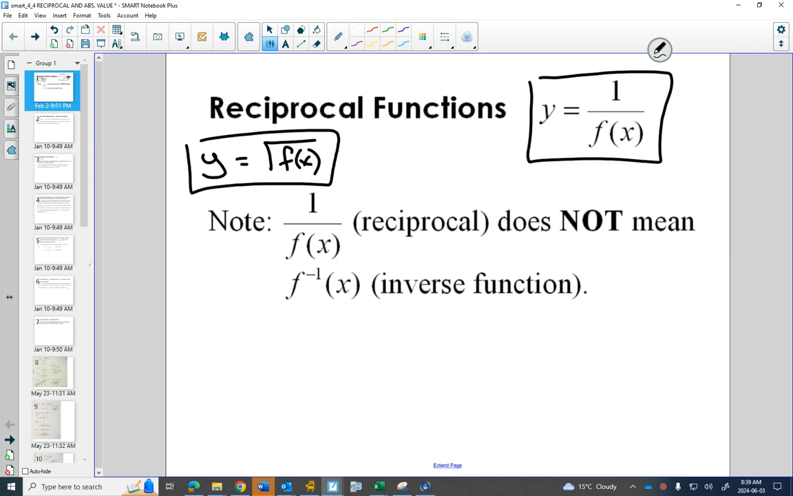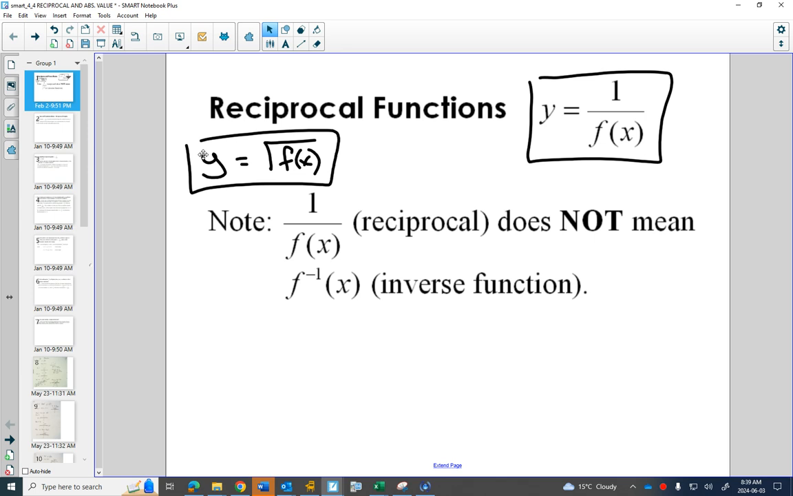Now, one of our parent graphs that we did at the beginning was 1 over x. But now, we can do 1 over sine x, 1 over log x, 1 over any function. So what does that mean? Okay, first of all, 1 over f of x is not the same as f inverse of x, the inverse function where you switch the x and y and solve. 1 over f of x is the reciprocal function.